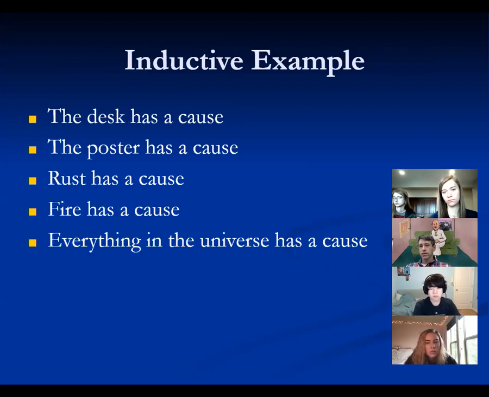Let's look now at an inductive argument. The desk that I am sitting at has a cause. And when I mean cause here, I'm not saying that the desk has a purpose to fulfill. I'm saying that something caused the desk to exist. The posters in my room that hang all over the walls, those have a cause. Once again, they may or may not have a purpose, but what I'm meaning here is something caused them to exist. Most of them were caused by former students of mine. Rust has a cause. Fire has a cause. Well, gosh, everything in the universe has a cause because of the patterns of observation, right? We see that it seems that everything that exists was caused by something else, right? In the universe, everything that is within the universe seems to have a cause. And so you might be able to come to a conclusion that everything in the universe has a cause.